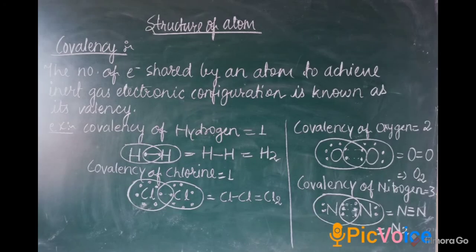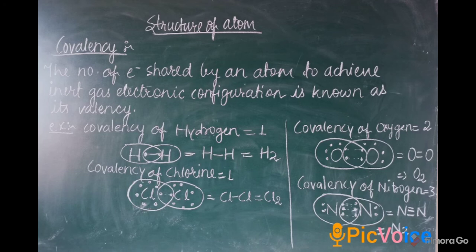Now next is covalency. So what is covalency? The number of electrons which are shared by an atom of an element to achieve the nearest inert gas electronic configuration is called its covalency.